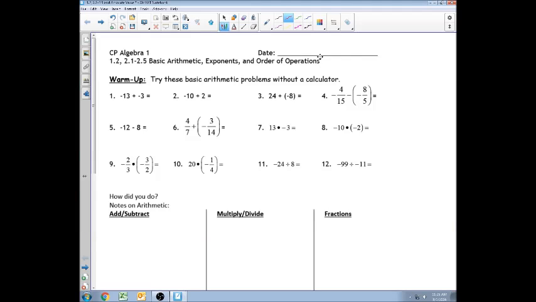All right, the first thing we need to do here is the date in the upper right-hand corner. That would be August 5th, like I said. The warm-up, I would like you to try on your own. You will have about 2 minutes. The warm-up is right here. It is problems 1 through 12. You'll have about 2 minutes. I will give you a timer, and go, please.